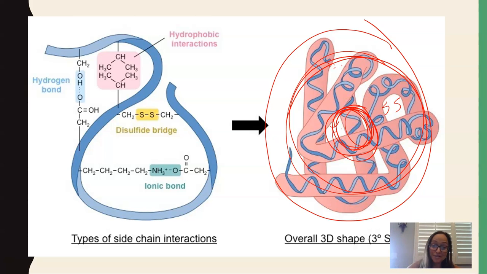Now, that is your tertiary structure. That is the toughest one for students, so I would read the book, I would watch other videos, I would really put my time in understanding how that tertiary structure forms.